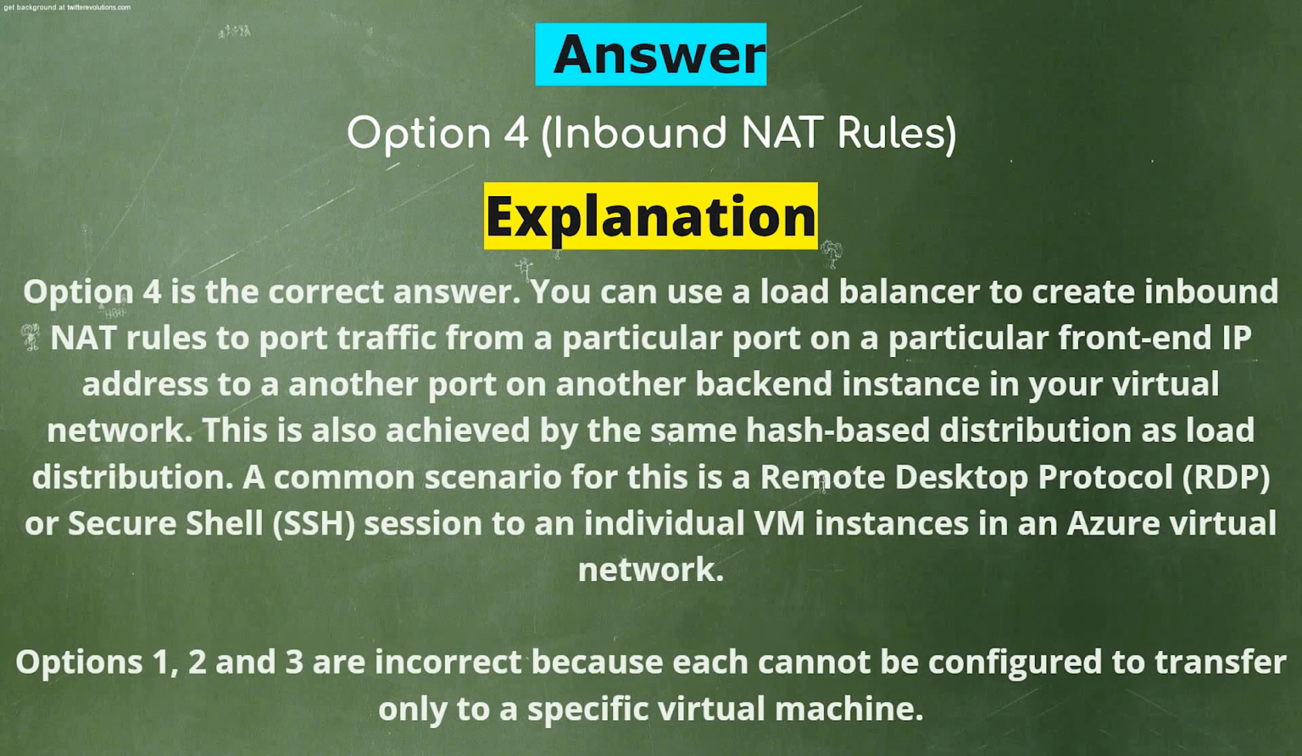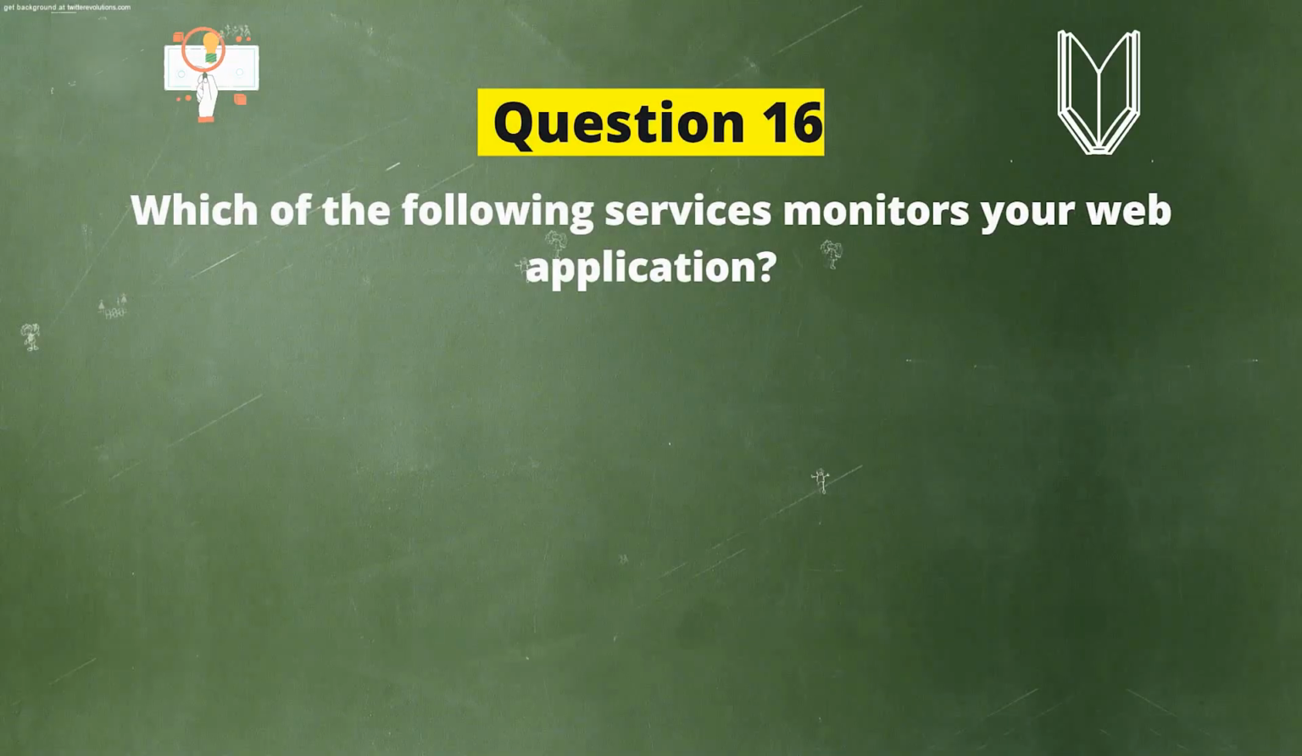Explanation. Option 4 is the correct answer. You can use a load balancer to create inbound NAT rules to port traffic from a particular port on a particular front-end IP address to another port on another backend instance in your virtual network. This is also achieved by the same hash-based distribution as load distribution. A common scenario for this is a remote desktop protocol or secure shell session to individual VM instances in an Azure virtual network. Options 1, 2, and 3 are incorrect because each cannot be configured to transfer only to a specific virtual machine.